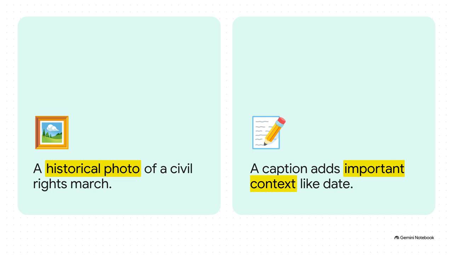Look at the difference here. On the one hand, we have this incredibly powerful historical photo of a civil rights march. It's moving, sure, but without words, we don't know if it's from 1960 or 1965, or if it's happening in Alabama or Washington, D.C. Now look at the exact same photo, but with a caption naming the exact date, the location, and the people involved. The caption adds vital, critical context that the photograph alone simply cannot show you. The image grabs your heart and your attention, but the caption gives your mind the facts.